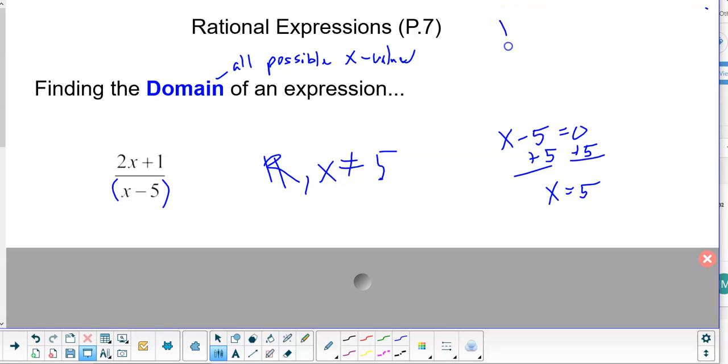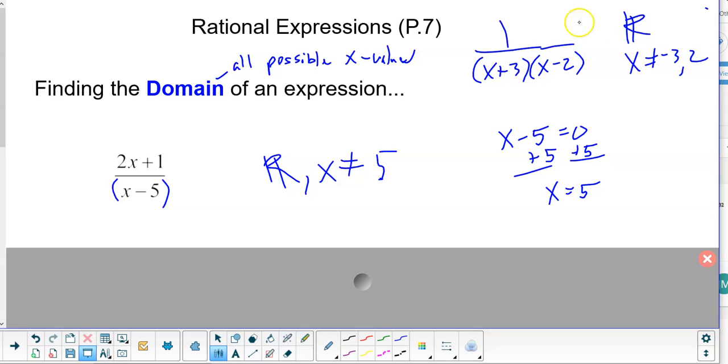So if you had something like 1 over x plus 3 times x minus 2, what's the domain of that guy? So the domain would be all reals, except x cannot be actually two different values here, -3, and x can't be 2 for this particular function or expression.